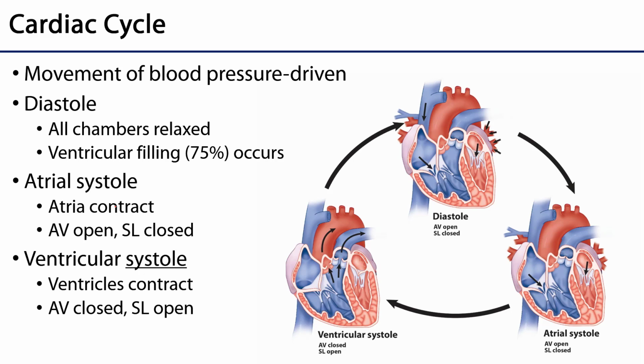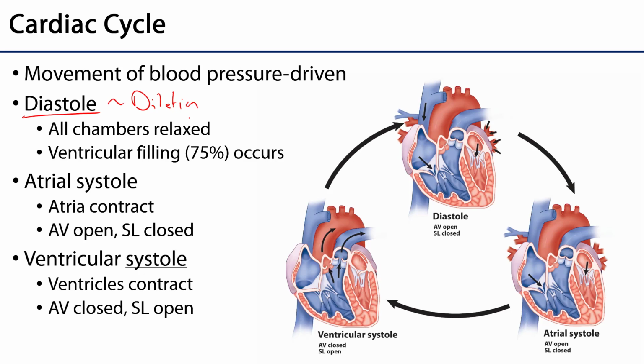So there are a couple of things to understand here with the cardiac cycle. There are 3 distinct components to it. The first is diastole. Now, when I think of diastole, I think of dilation. What happens is the muscular walls of the atria and the ventricles relax. They dilate, and their lumen get larger.